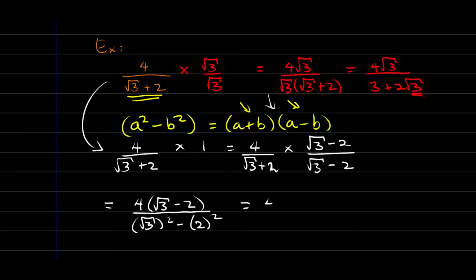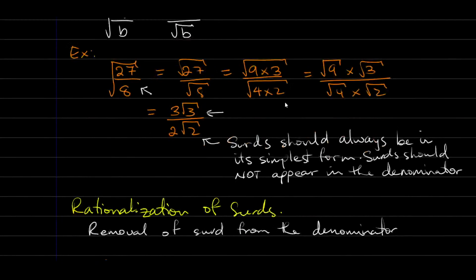Right? And this is going to be 4 root of 3 minus 4 2s are 8, divided by root 3 squared, which is just simply 3. 2 squared is 4, so minus 4. This is going to be minus 1, so I'm going to get something like 8 minus 4 root of 3. So the minus 1 causes the signs on the top to flip, right? And that's it. That's the simplified version of it. So that is the end of the lesson.